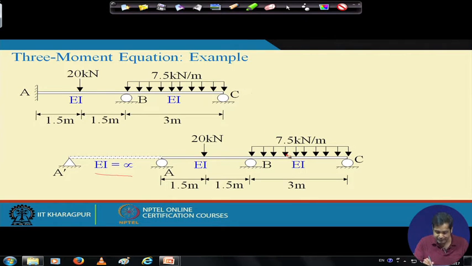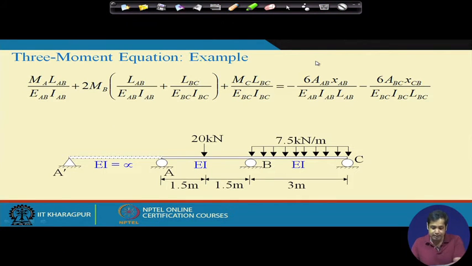These two idealizations of this beam are similar. Their behavior will be similar. So, instead of considering this beam, we consider this beam because they are similar. Now, if we do that, then what happens? The equation is the same, but the important part is, now we need to apply the three moment equation first at point A, and then apply the three moment equation at point B.